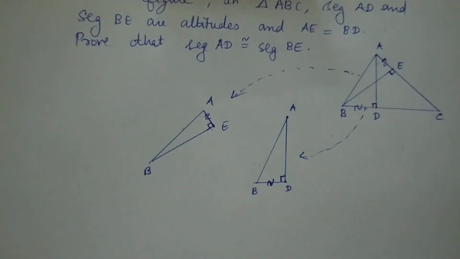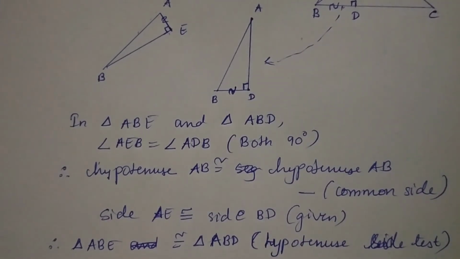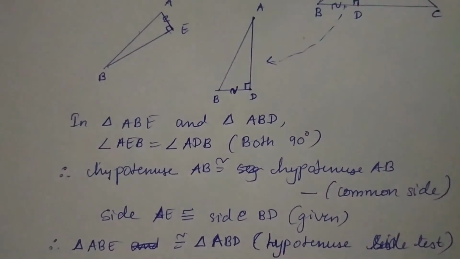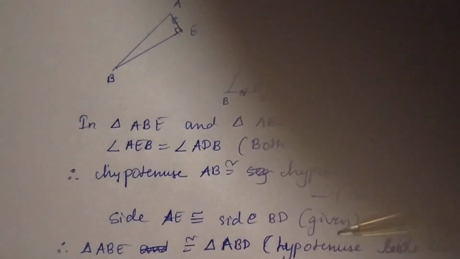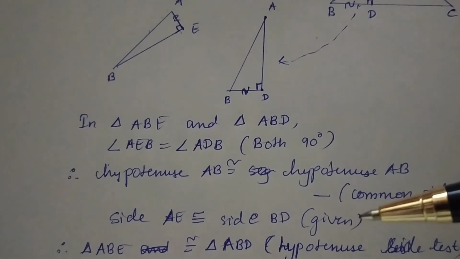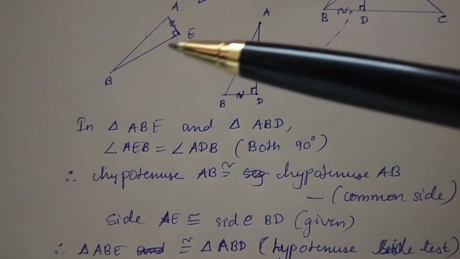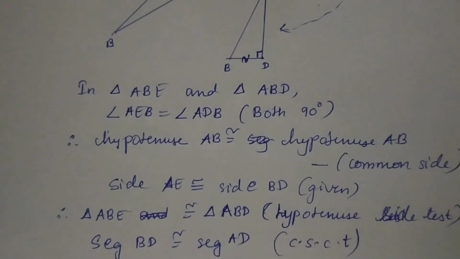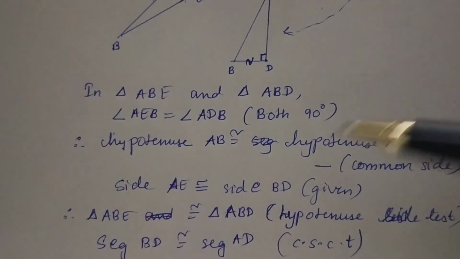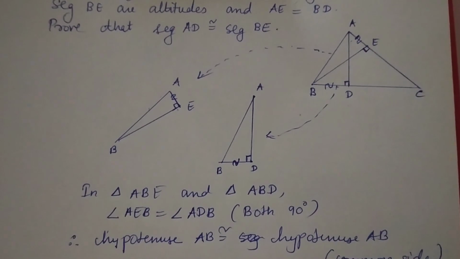Okay, so let us write down the congruency between the two. First we write AB is congruent to AB, common side. Since both angles are 90 degrees, hypotenuse AB is congruent to hypotenuse AB, common side, and this side is also congruent, given. Therefore triangle ABE is congruent to triangle ABD by the hypotenuse side test. Now, if these two triangles are congruent, automatically therefore BE is congruent to AD, by CPCT. And that is what we were supposed to prove: AD is congruent to BE. Hence it is proved.